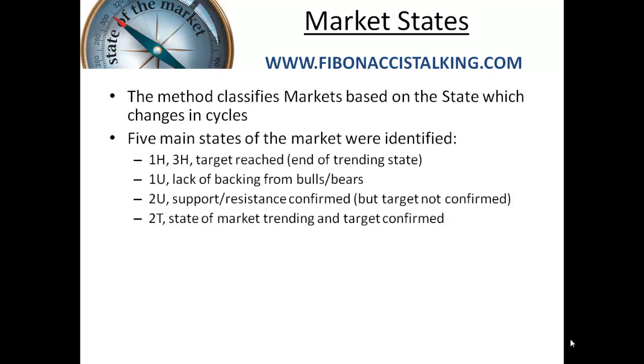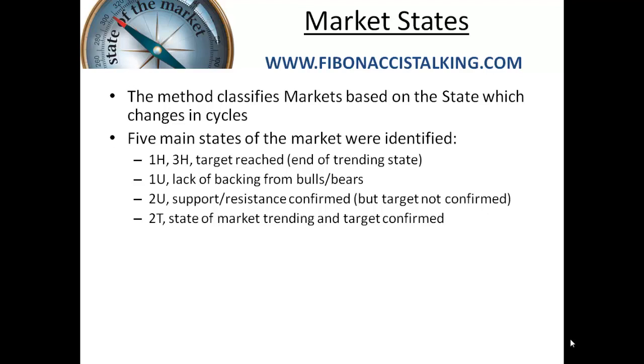There are 5 main states in which the market is classified. 2 states mark the event originated by the market reaching a daily or weekly target. These states are 1H and 3H. In such states, the daily trend is temporarily exhausted, but the weekly trend can still be in place. The state 1H identifies the completion of a counter-trend move with relation to the main weekly trend, while the state 3H indicates that a target on the weekly time frame has been reached.